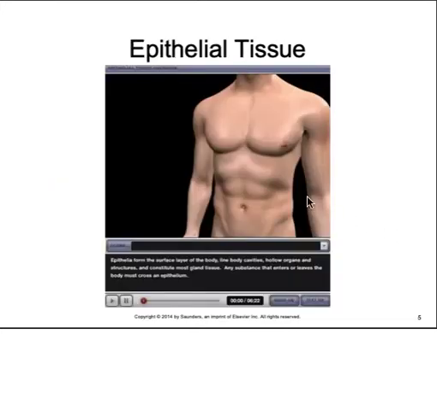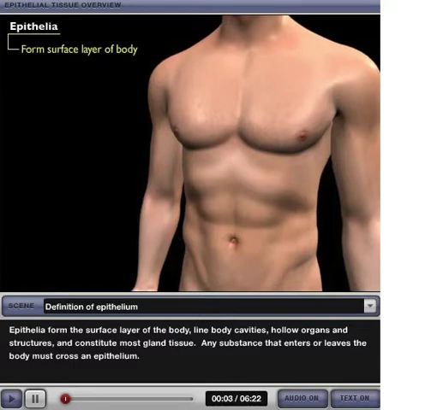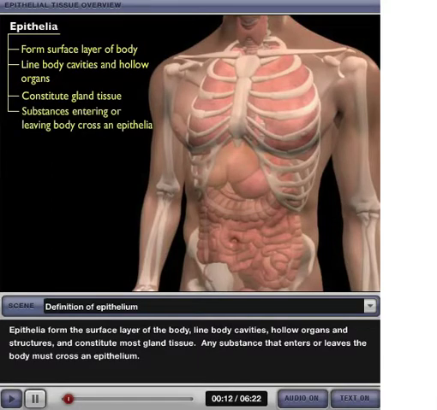So here's a little bit on epithelia. Epithelia form the surface layer of the body, line body cavities, hollow organs, and structures, and constitute most gland tissue. Any substance that enters or leaves the body must cross an epithelium.